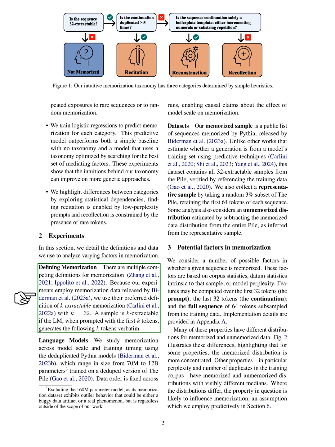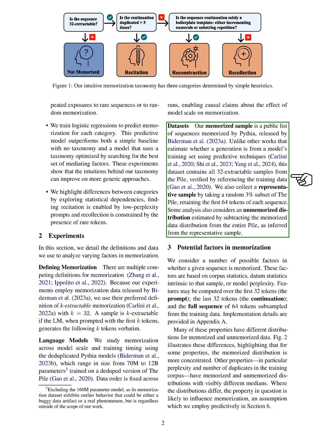We analyze memorization across different model scales and training timings using Pythia models trained on the PILE dataset. Our analysis is based on a public dataset of 32-extractable samples from the PILE, ensuring that memorized sequences are verified against the training data. We also consider an unmemorized distribution by subtracting the memorized data from the entire dataset. Factors influencing memorization include corpus statistics, datum statistics, and model perplexity.